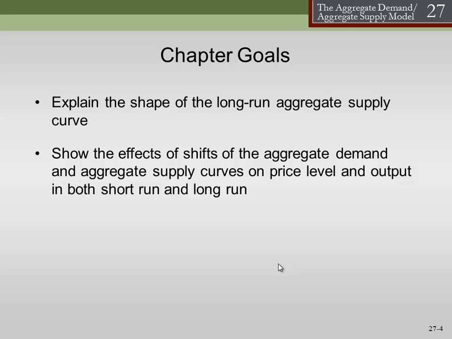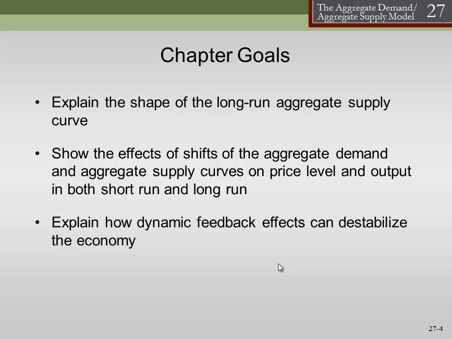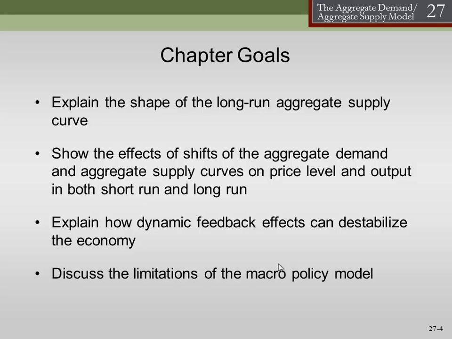We're also going to relate this aggregate supply, aggregate demand model to the short-run business cycles that we talked about earlier and the long-run growth that we talked about earlier. We'll explain some of the dynamic feedback that can destabilize an economy, and discuss some of the limitations of macroeconomic policy.